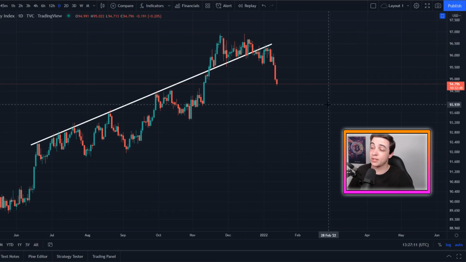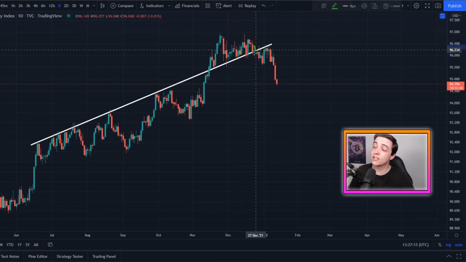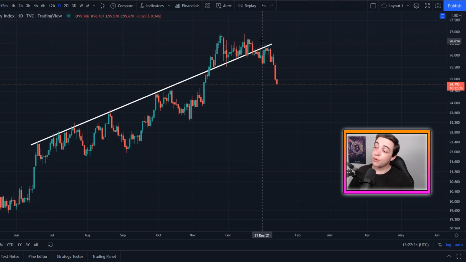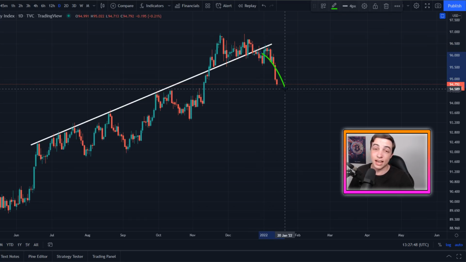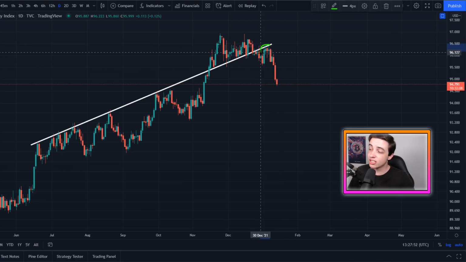And also because we did break below this important line and flip it into resistance yet again. So when we were seeing that around a week ago, that was technically a bearish signal. And I was talking about this a week ago on the channel, saying that a possible move to the downside is actually quite likely if we get rejected right here.